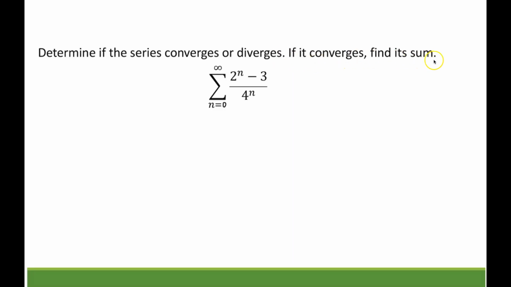In this example, we want to determine if the series converges or diverges. If it converges, find its sum. We have the sum of n equals 0 to infinity of 2 to the n minus 3 all over 4 to the n. What we're going to do to start this problem is go ahead and split this up. So we're going to rewrite it as the sum of n equals 0 to infinity of 2 to the n over 4 to the n minus 3 over 4 to the n.